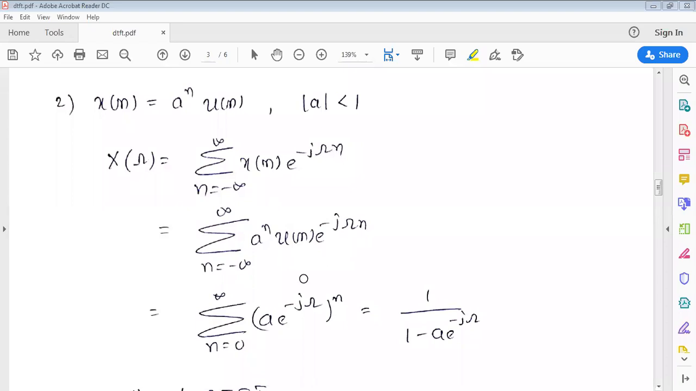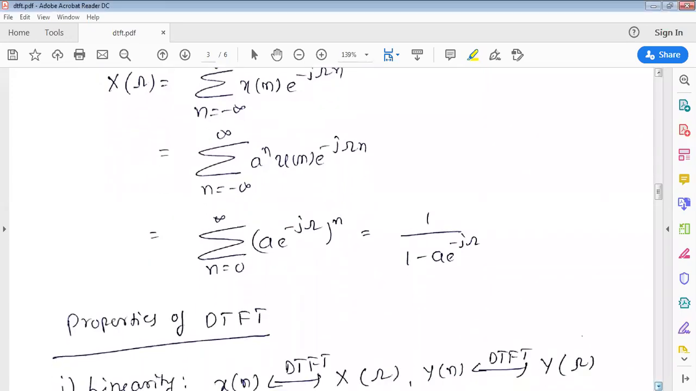So what happens? It is a e power minus j omega, to the power n. The value is 1 by 1 minus a e power minus j omega. Whatever you have written for Z transform, the same principle will hold good: 1 by 1 minus a, and instead of z you have e power minus j omega. So it is very similar to the Z transform. If you replace e power minus j omega by z, it will become 1 minus a z power minus 1.